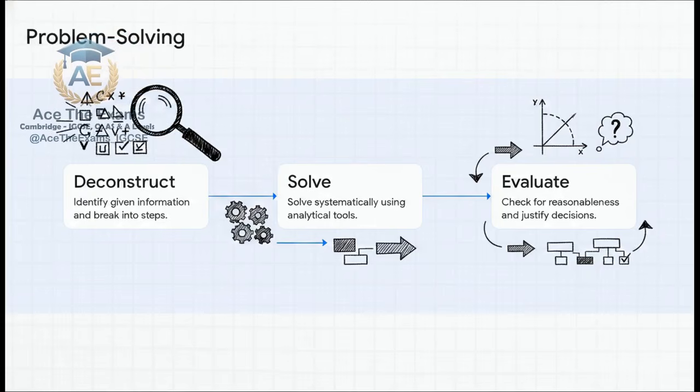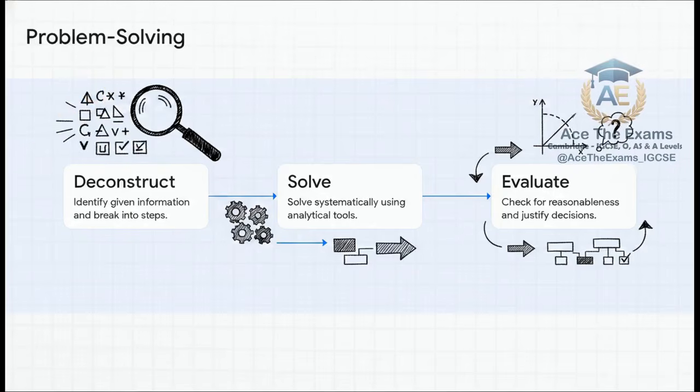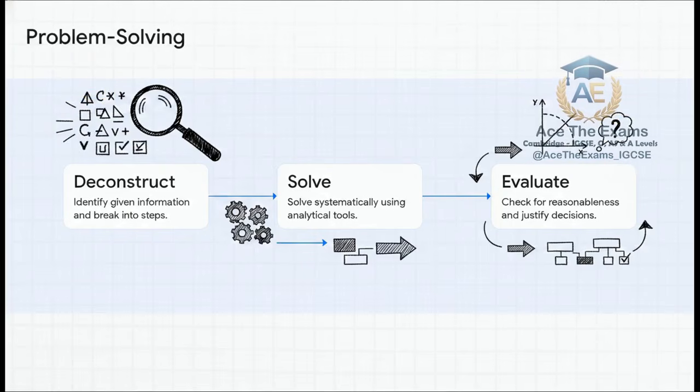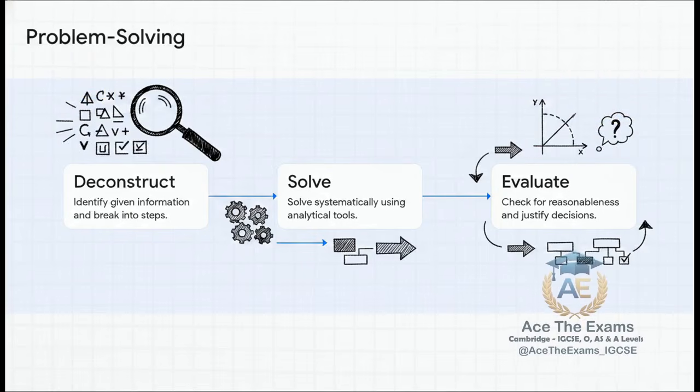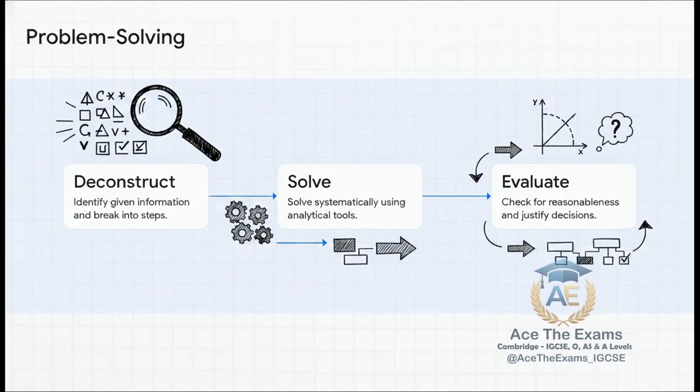First, you deconstruct. You scan that dense text and extract the raw core trend. What is the actual complex number? What are the boundaries? Second, you solve. This is where you apply your analytical tools systematically in logical steps. And third, you evaluate. Actually, scratch that. You don't just evaluate, you interrogate your own answer.